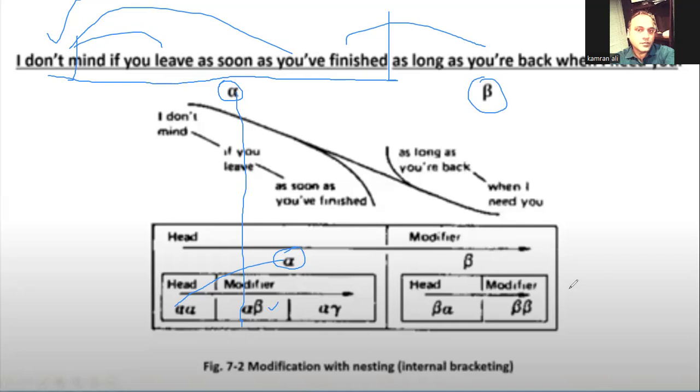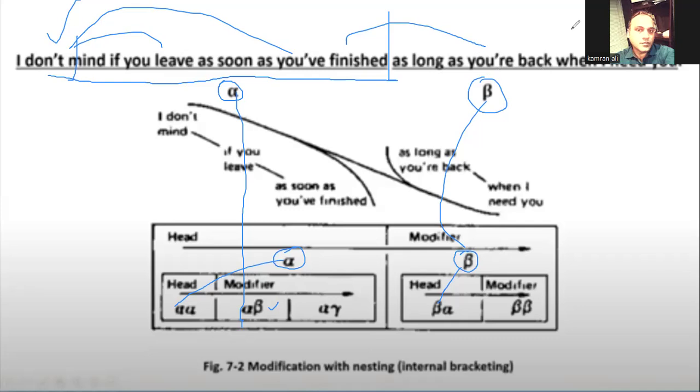So we see that here we have the big beta that has been taken from the big chunk. It's here, right? And it's represented here. Okay. And then we have alpha. Why do we have alpha here? As long as you are back when I need you.